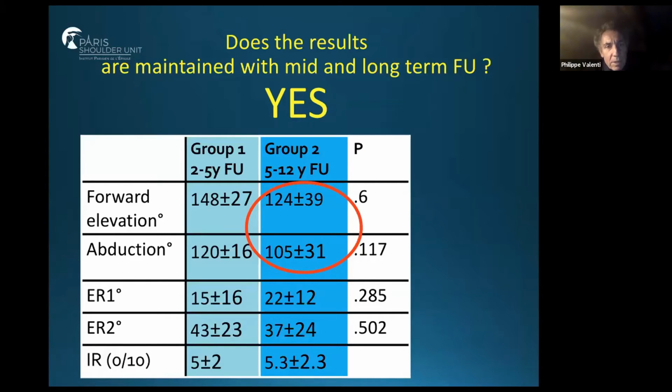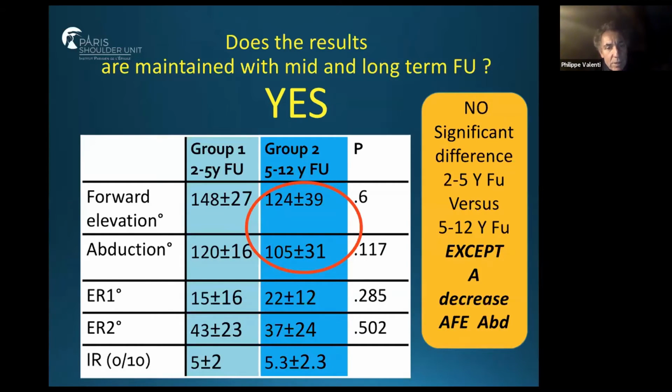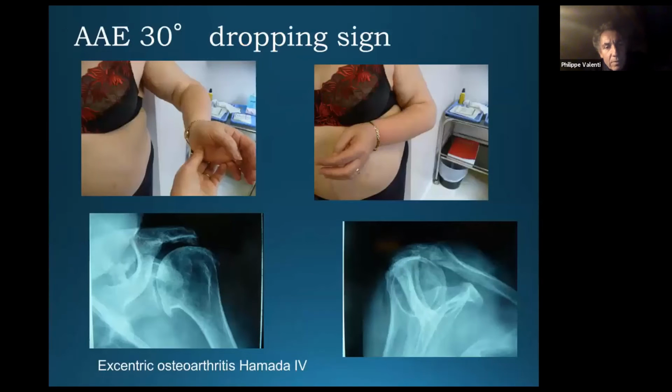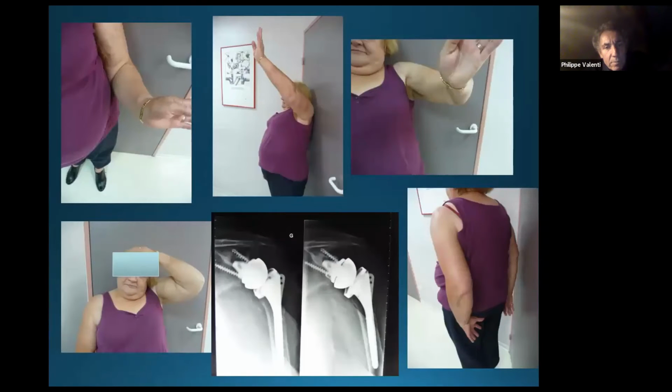And what is more interesting is to compare the group with 2 to 5 years follow-up and the group with 5 to 12 years follow-up. There is no significant difference regarding external rotation. But you see that the active forward elevation is less with a long follow-up. We don't understand why, but when you analyze a patient with a long follow-up, we have less strength regarding the deltoid, but the patient keeps a good external rotation. This is a case, for example, with restoration of external rotation and good elevation.